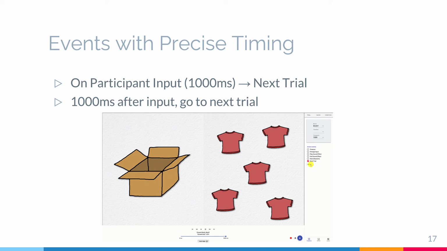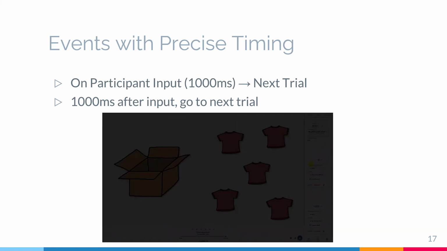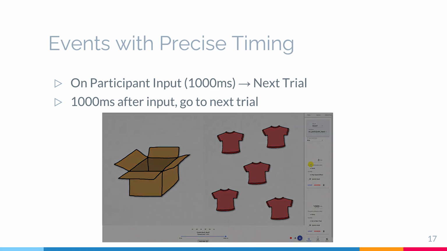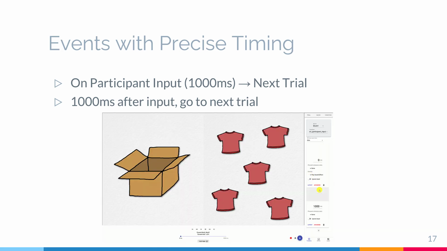We create a time point at 1000 milliseconds to go to the next trial. That means after we receive participant input, we wait 1000 milliseconds and only then do we go to the next trial. And that gives your sound effect enough time to play.